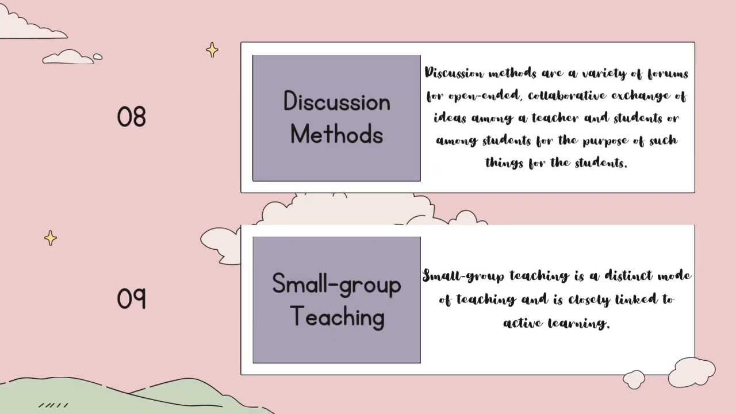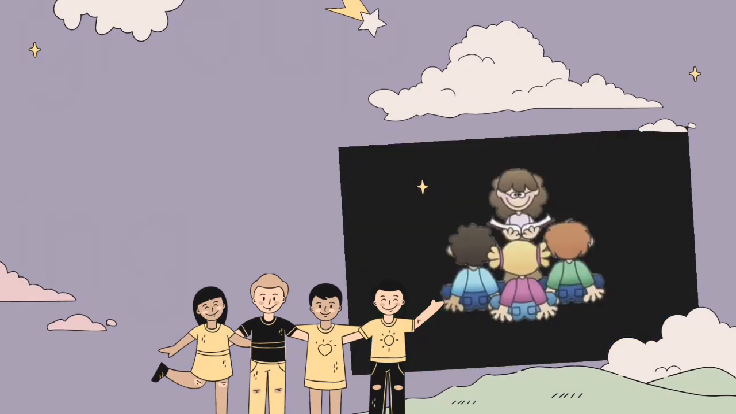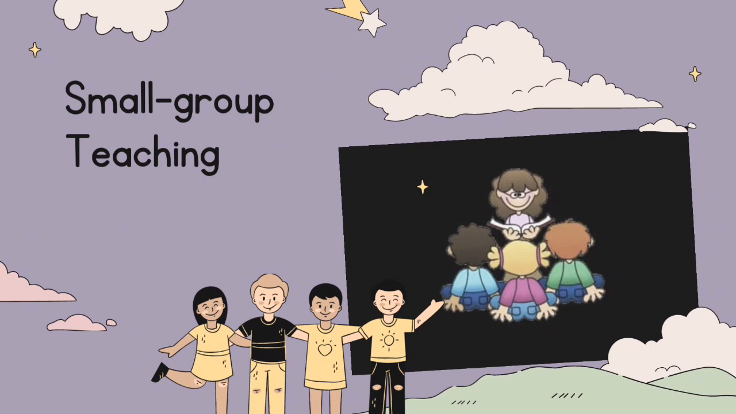Moving on, we have discussion methods, a variety of forums for open-ended and collaborative exchange of ideas. Meanwhile, small group teaching is a distinct mode of teaching that is closely linked to active learning. This one is discussion methods, and then this one is small group teaching.